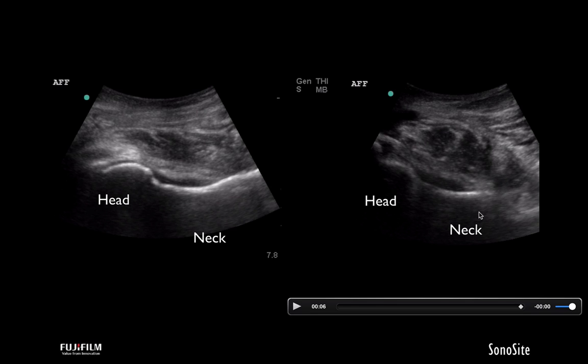We stopped doing local. We just spray with some ethyl chloride. You can do a little local, but ethyl chloride works as well, and I think it's less painful for the patient.